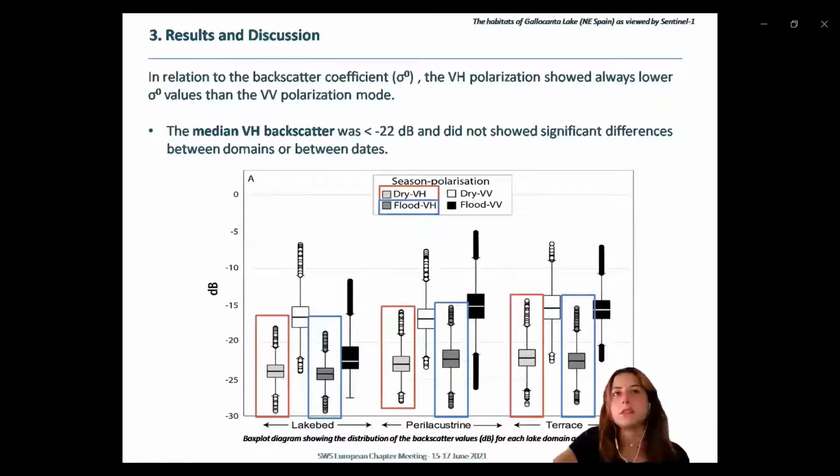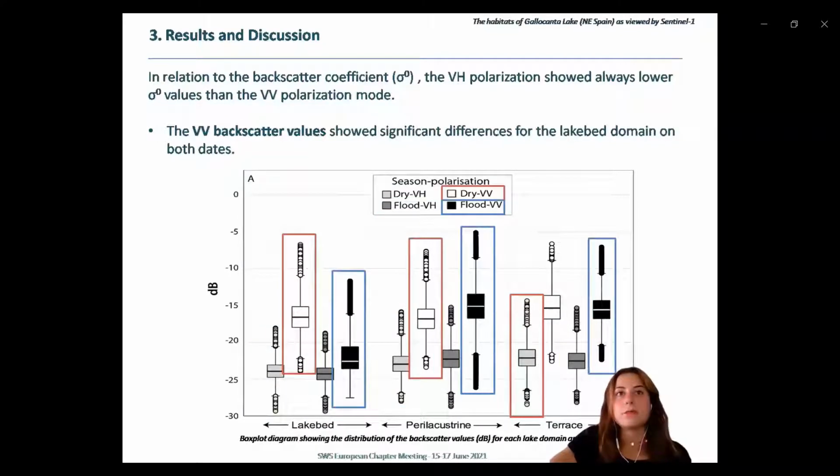Okay, in the results and discussion part. In relation to the backscatter coefficient, the vertical horizontal polarization always showed lower backscatter values than the vertical polarization mode. The median vertical horizontal backscatter was less than -22 decibels and did not show a significant difference between domains or between dates.